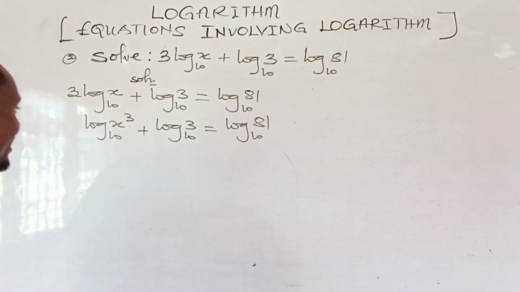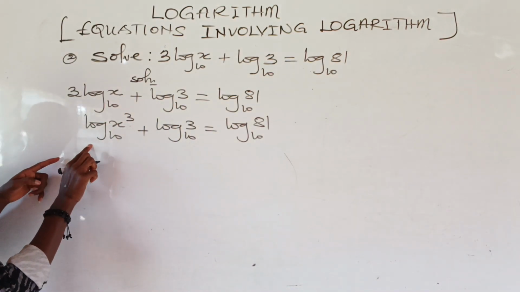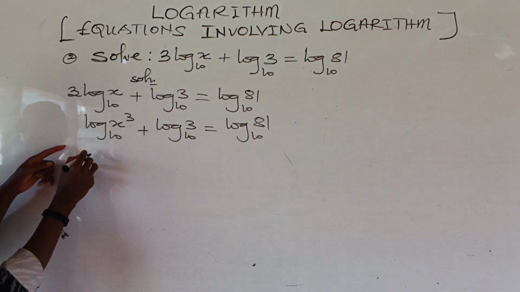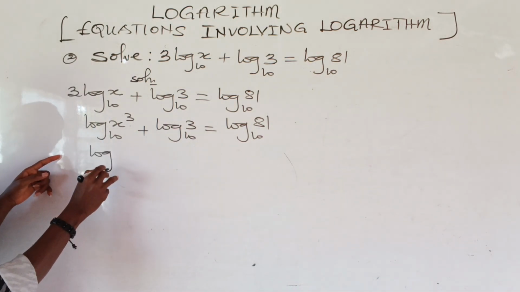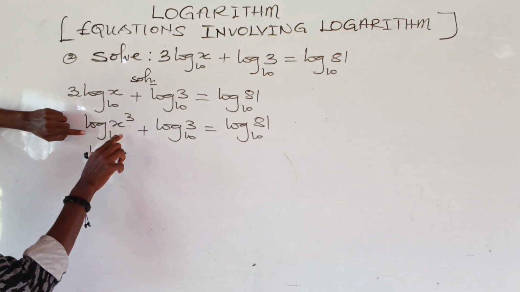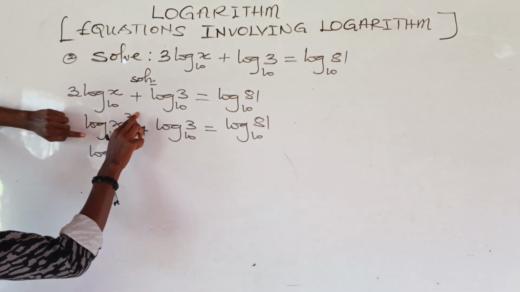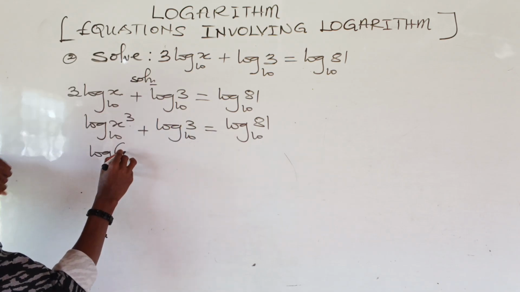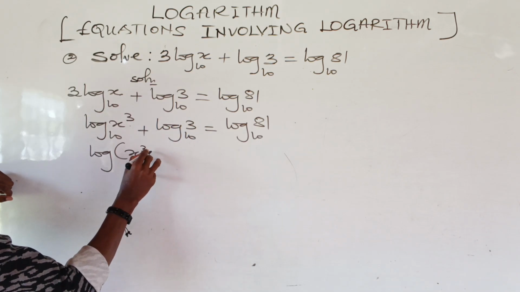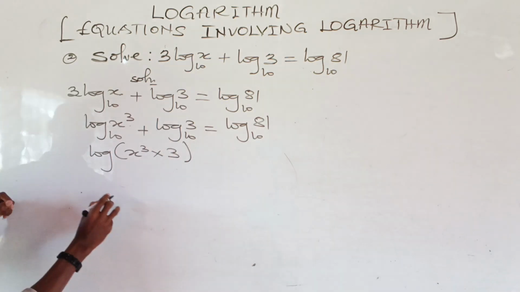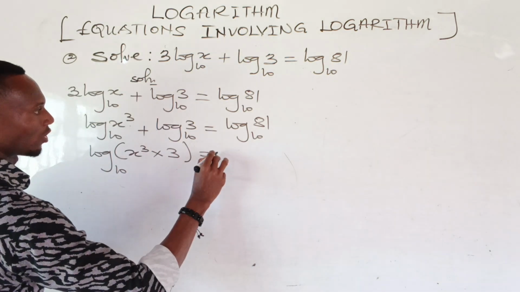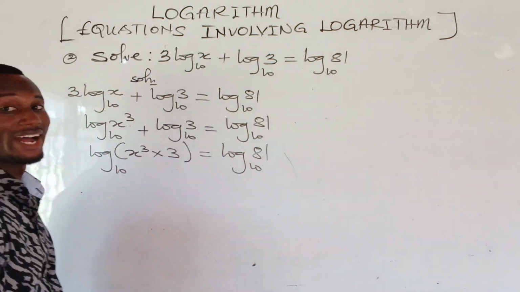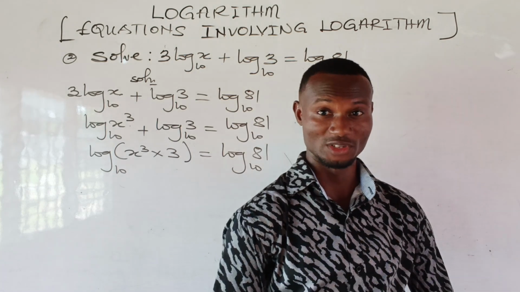Okay, now, I'm going to apply the product rule as I've explained, don't forget. So this, I'm going to write it as the log of, then I'm going to multiply the s to the power 3 times the 3, which is here. So let me do it step by step. So I'm going to have s to the power 3 times the 3, which is here, to the base 10 equals log 81 to the base 10. I hope you understand and you agree with me up to this point.